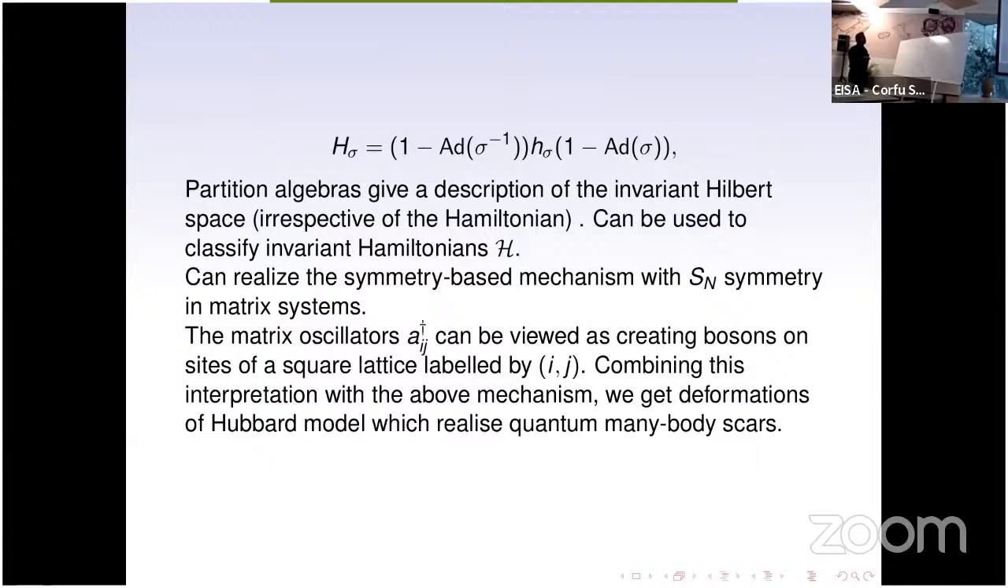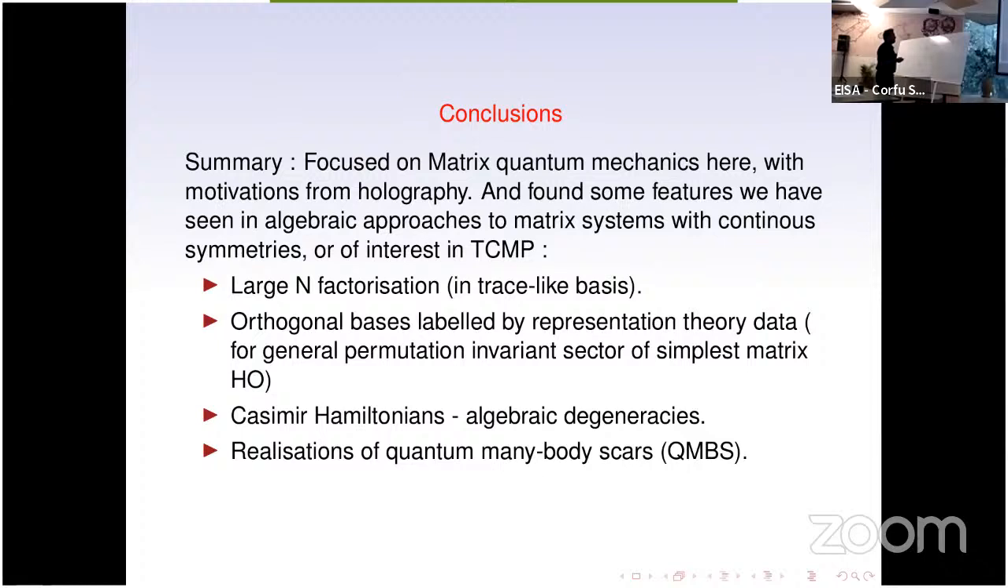And so you can realize the scar thing with a deformation of the Hubbard model of this kind coming from SN symmetry. So what I've done in this talk is I've focused on matrix quantum mechanics, with motivations from holography as well as condensed matter physics. We have looked at aspects of SN symmetry, and we found things like large N factorization for a trace-like basis. Trace-like is defined in terms of partition algebras, orthogonal bases labeled by representation theory data, again using partition algebras, Casimir Hamiltonians with interesting spectra, and then realization of quantum many-body scars.